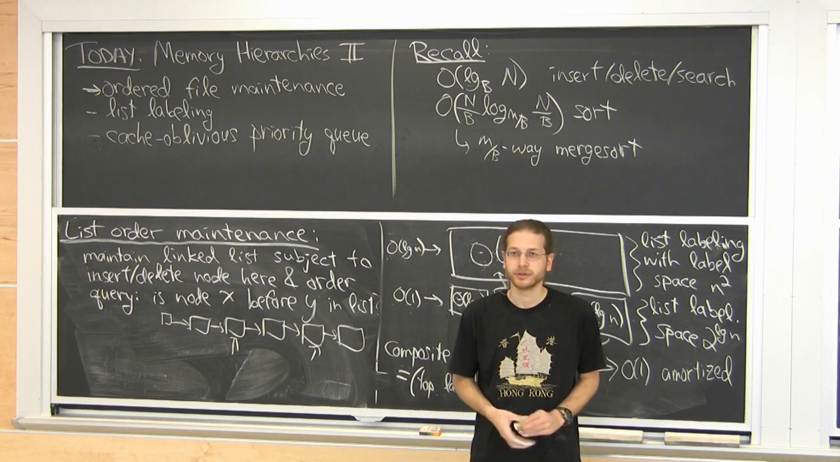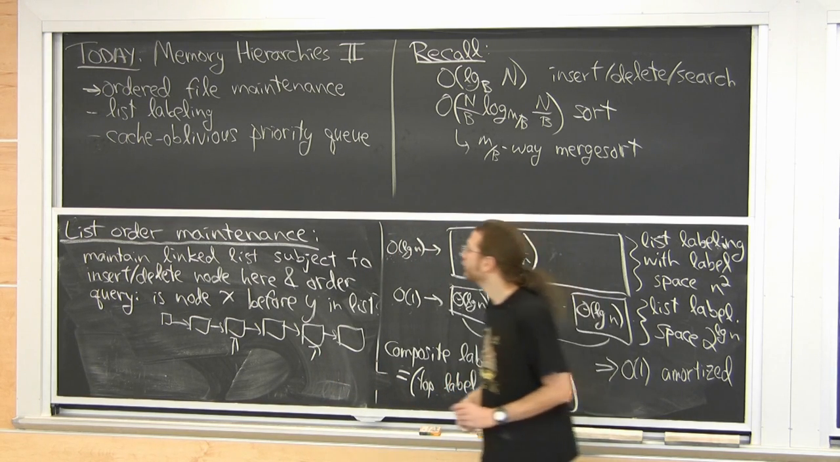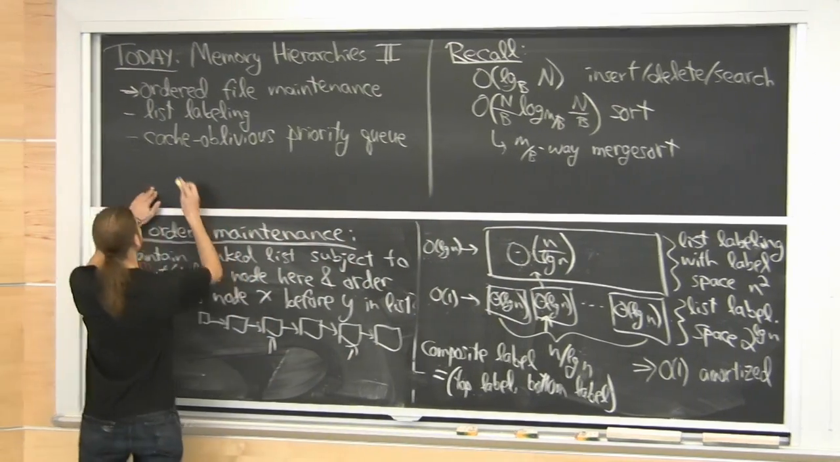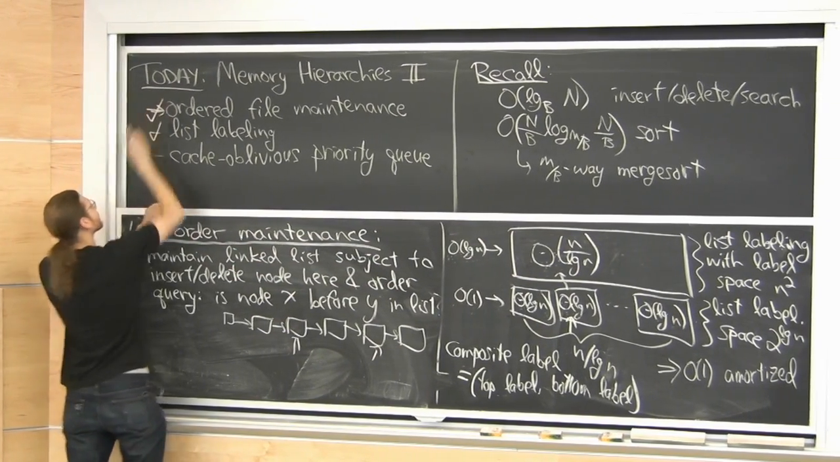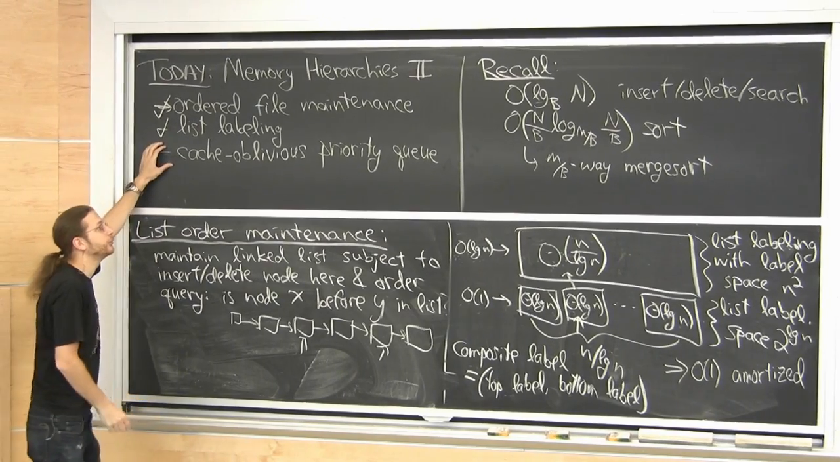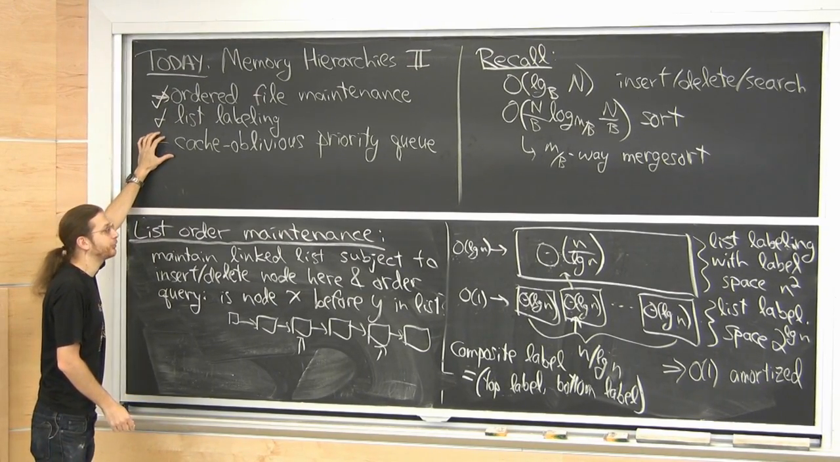Other questions? Cool. So that does ordered file maintenance and list labeling. And so next we're going to move to a very different data structure, which is the cache-oblivious priority queue.